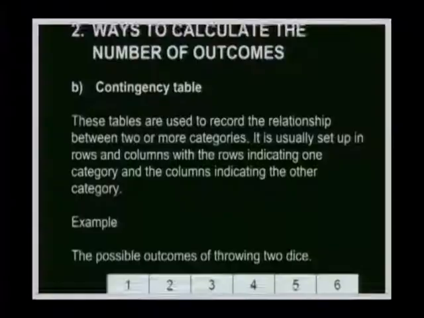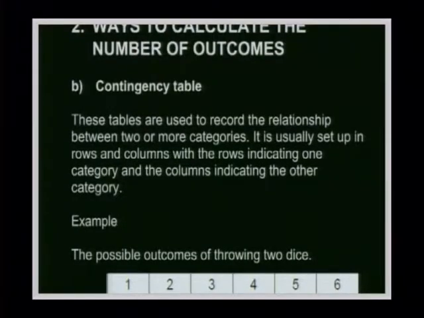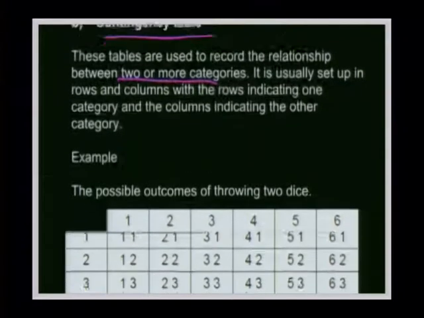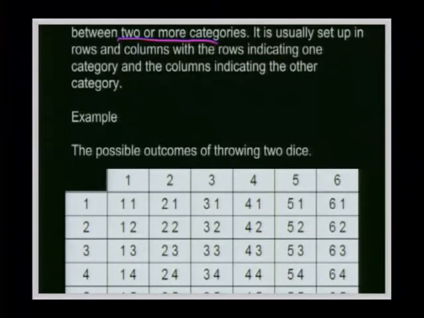Right. The next way of calculating the possible outcomes is using a contingency table. This table is used to record the relationship between two or more categories, and it is usually set up in rows and columns, with the rows indicating one category and the columns indicating the other. So this is an example of possible outcomes of throwing two dice.